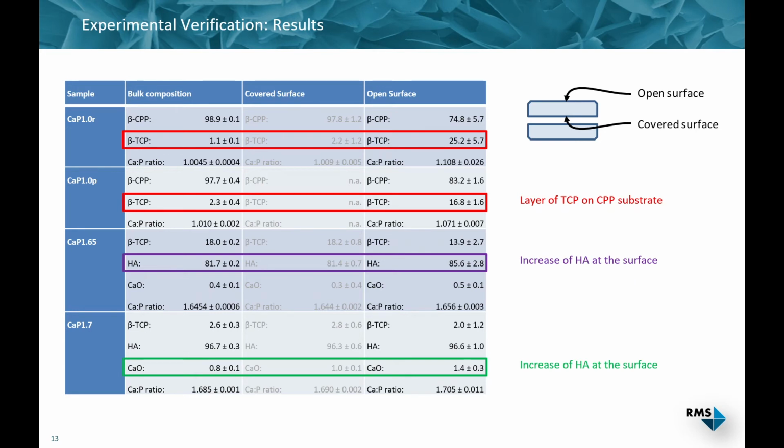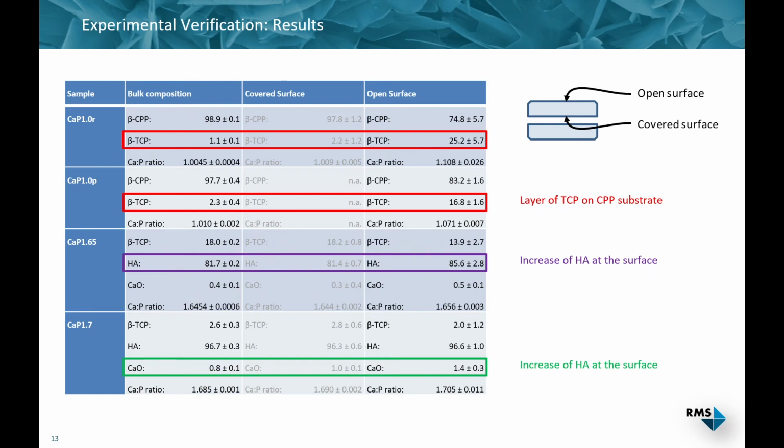And at the open surface, the one in contact with the atmosphere, we observed a massive increase of beta TCP, 25.2% in the first sample and 16.8% in the second sample. With the biphasic sample composition beta TCP and HA, we started with 81.7% hydroxyapatite in the bulk composition, and on the surface we observed 85.6% hydroxyapatite after the thermal treatment.